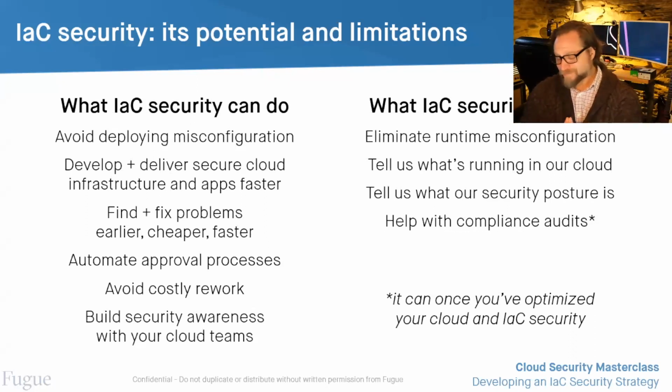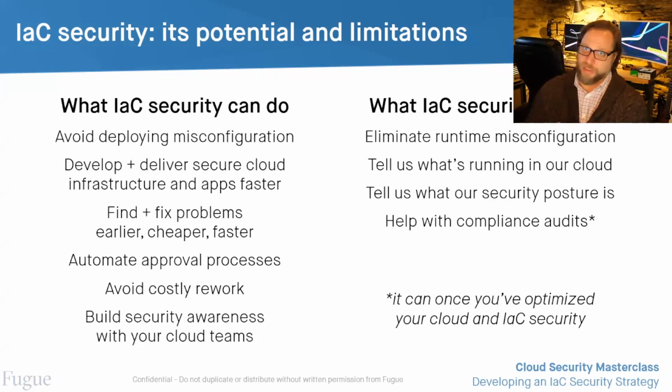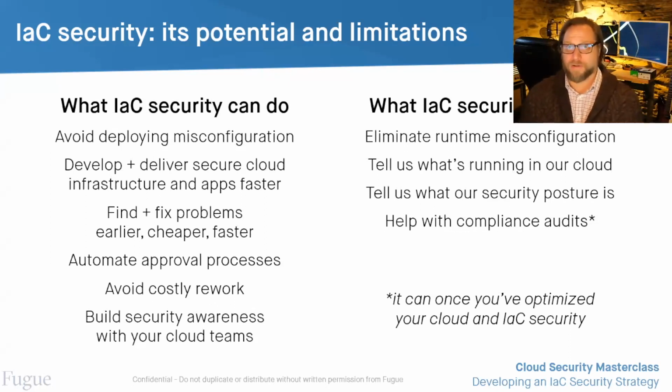With policy as code automation, you will be able to develop and deliver secure cloud infrastructure and apps much faster, because you don't need a human in the loop. You can have a compiler and an evaluation run in your CI/CD pipeline by a policy as code checker for your IAC to tell you whether or not it's safe and to approve it or not approve it. So it really speeds things up. It allows you to find and fix problems earlier, cheaper, and faster.